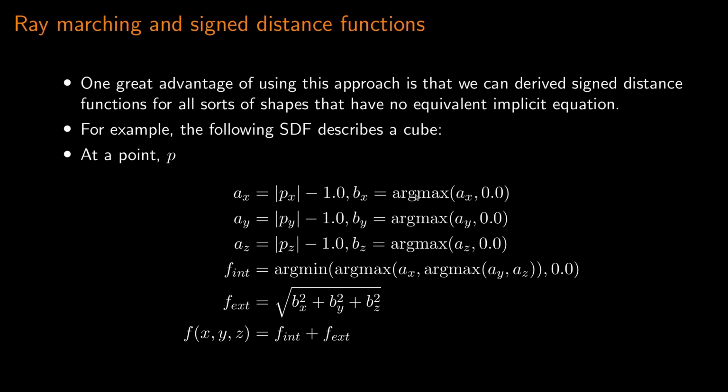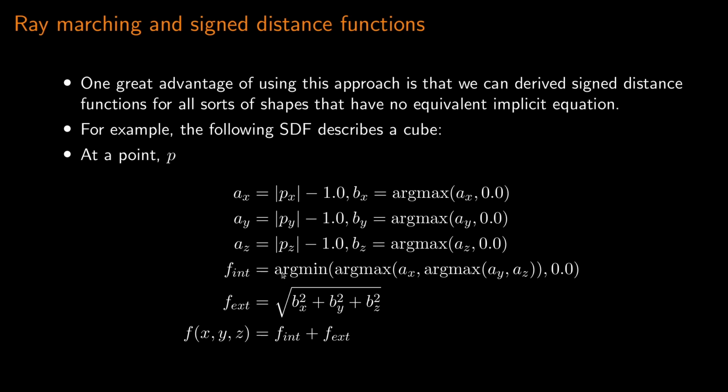bx is then equal to the maximum, so this is the mathematical description, simply to take which one is the maximum of ax or 0. So depending on which is the largest, bx will become either equal to ax or 0. And we do the same for by and bz. We then calculate our internal and external distances separately. Okay, so the internal distances are all going to be negative, and that's given by this expression here.